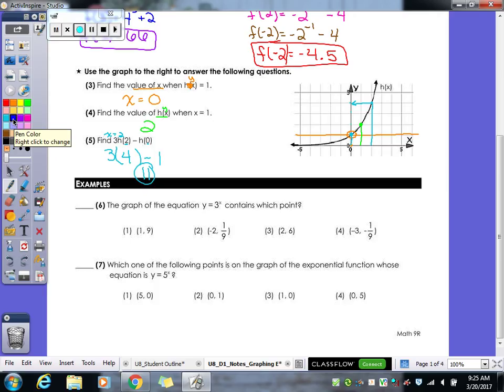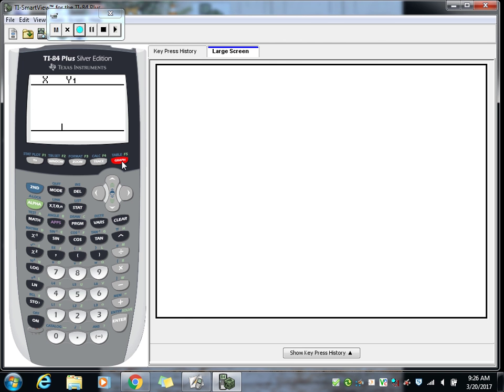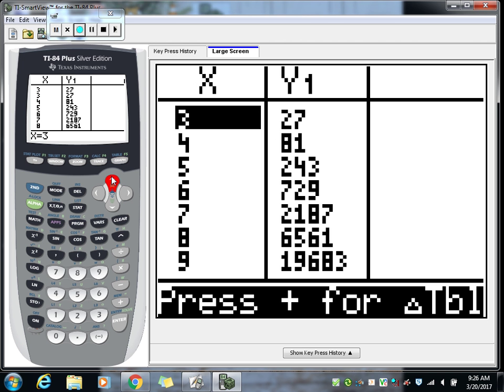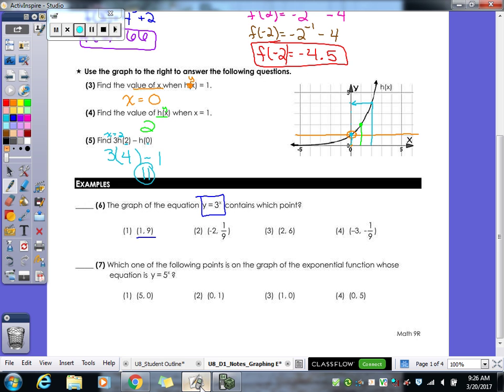All right, so again, just practicing some questions here. I want you to go into your calculator, type into your y equals. We're going to type in a 3 to the x power. So we're looking for the graph of this equation contains which point. So let's look at our table. Let's see if the (0, 1/9) is in our table. Do we have the (0, 1/9)? No, we got (1, 3). So that's not it.